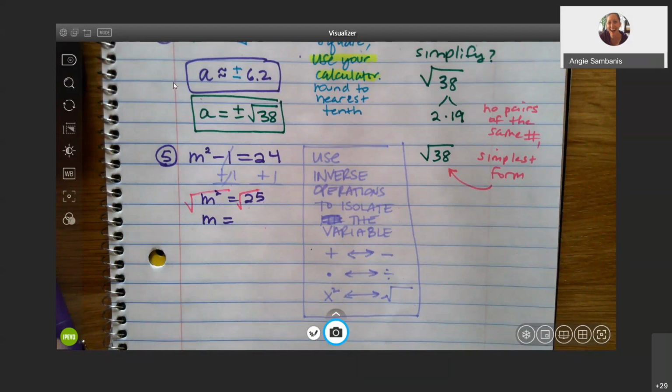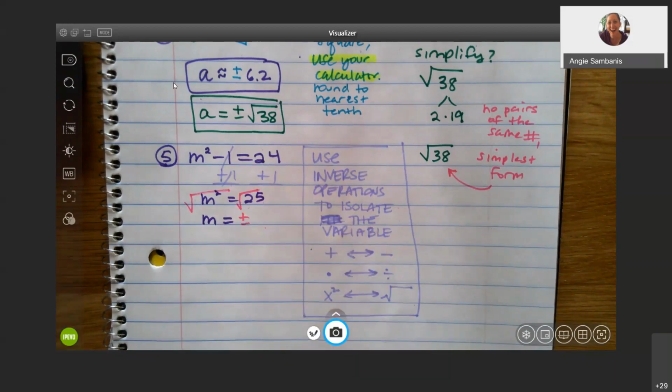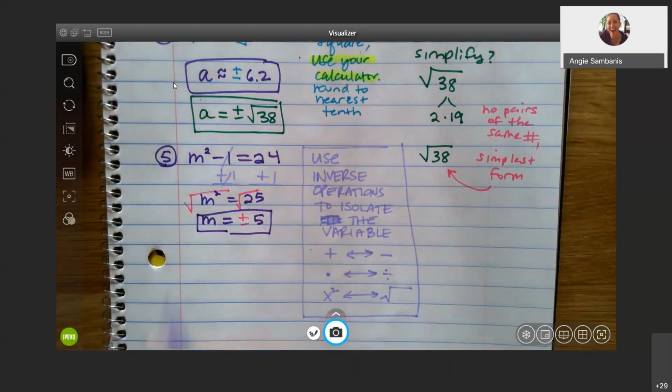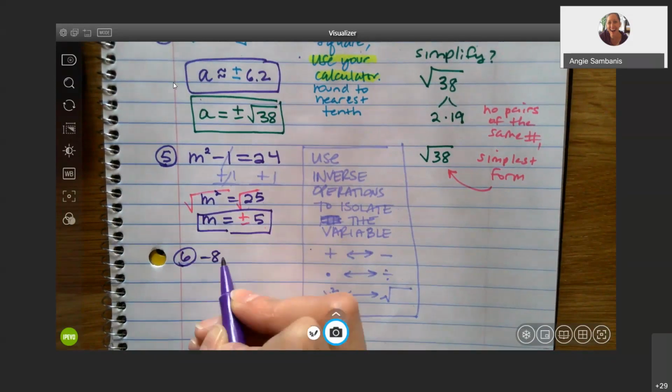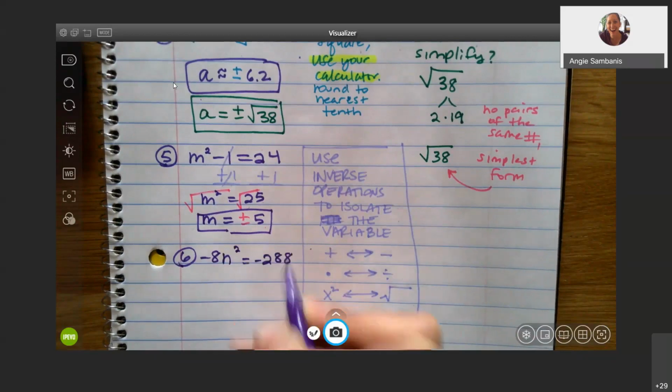Yeah, 5. And remember, positive and negative 5. All right. Try negative 8 n squared equals negative 288.